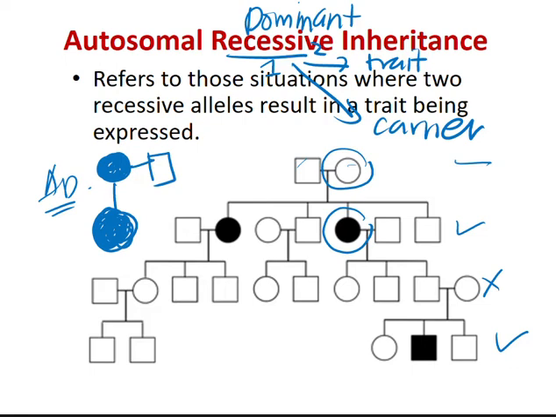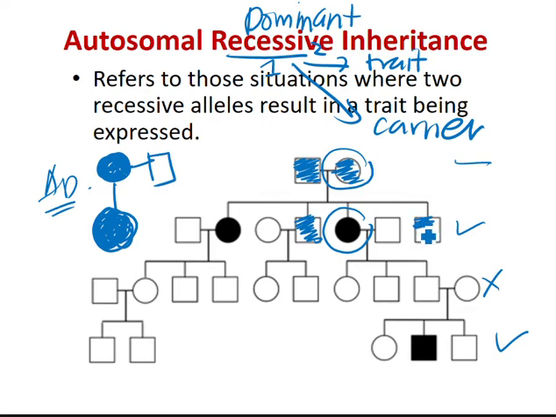It can also affect both genders equally. Two affected parents will have affected children 100% of the time. Okay, so kalau dua-dua parents memang affected, then anak dia semua memang akan affected juga.